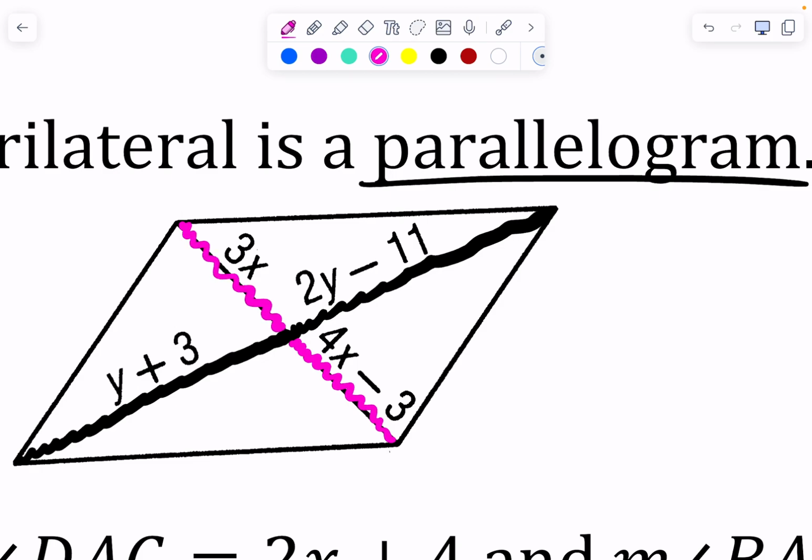Okay, what can I do? This is a parallelogram. What do I know about those little bits and pieces? Those are diagonals, by the way. It's like half, or chunks, of diagonals. Those two equal each other. You betcha. This guy equals this guy, and this guy equals this guy.